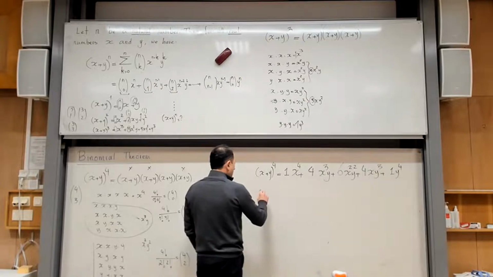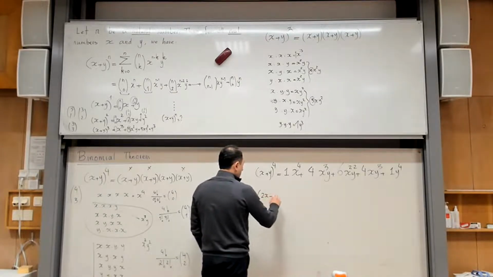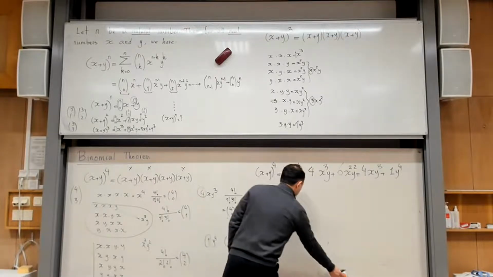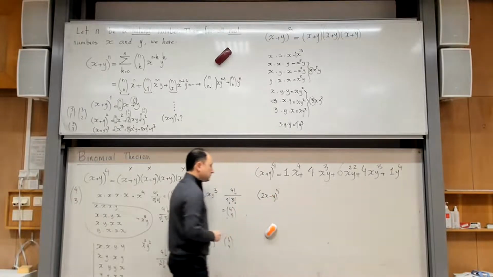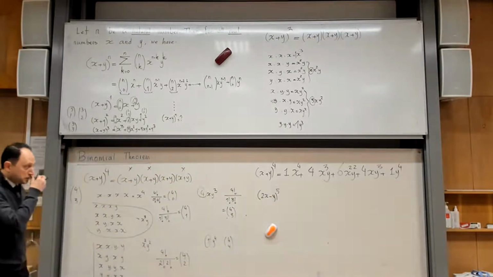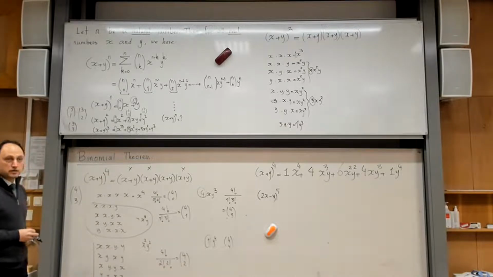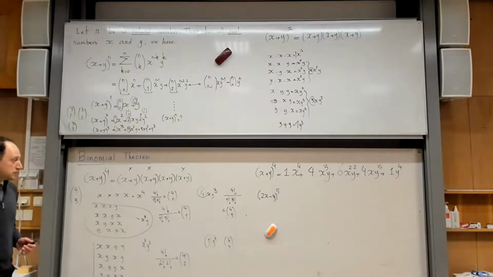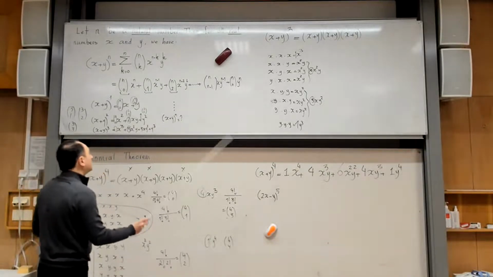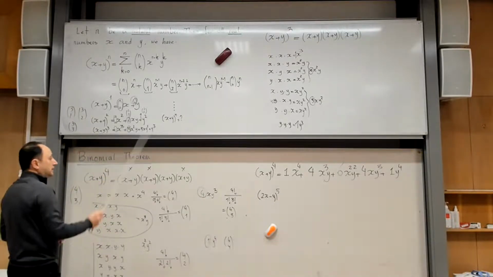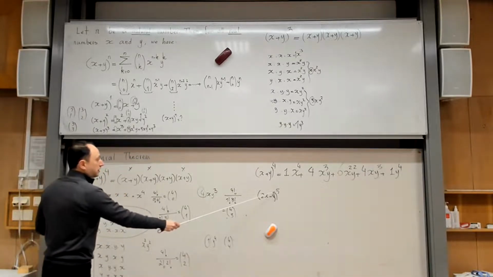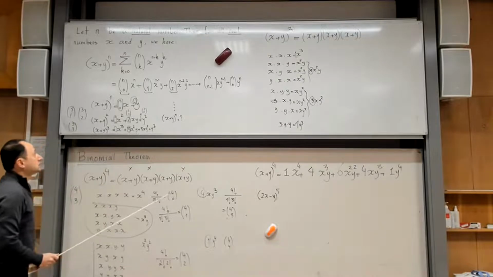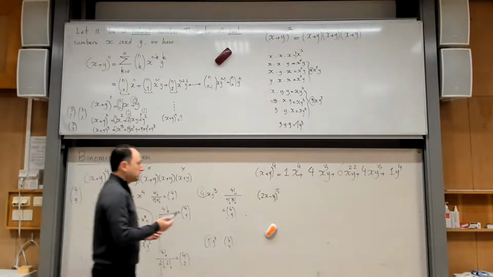For example, if I ask you to expand this, let me write it: 2x minus y to the power of 5. So I want you to use the binomial theorem to expand this. What I'm supposed to do here: 2x is playing the role of this x in the formula, and minus y is playing the role of this y, and 5 is playing the role of this n. So what you need to do, I recommend you to do it like this, yes?